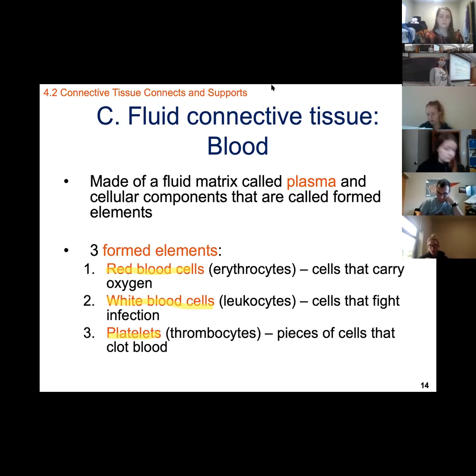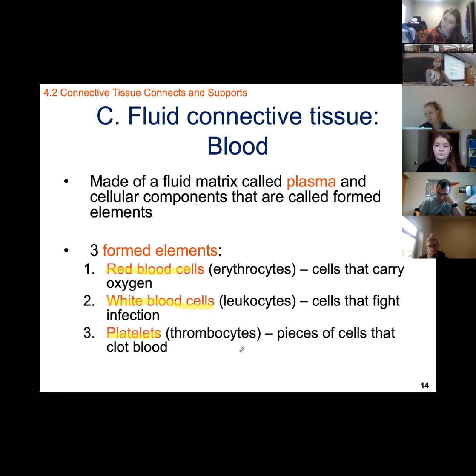Some people may have different diseases that don't allow them to fight off infections as well. One of them I can think of is diabetes. So that would be one of those. And then platelets, these are pieces of cells that clot blood. Okay, this is also important.